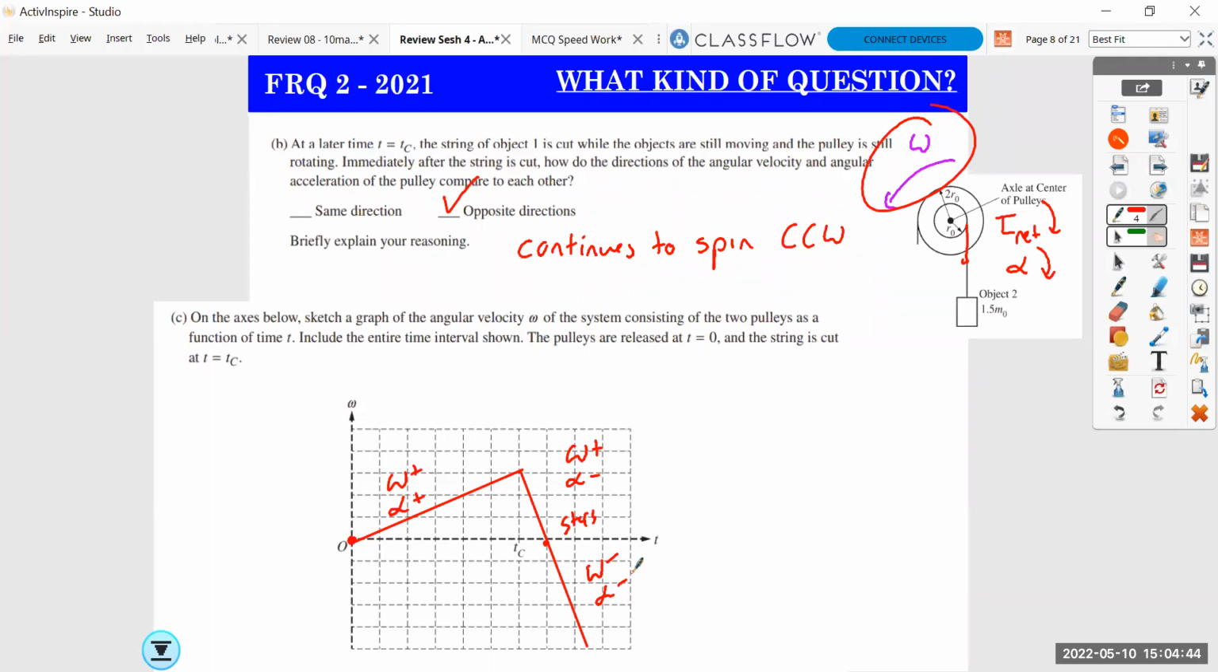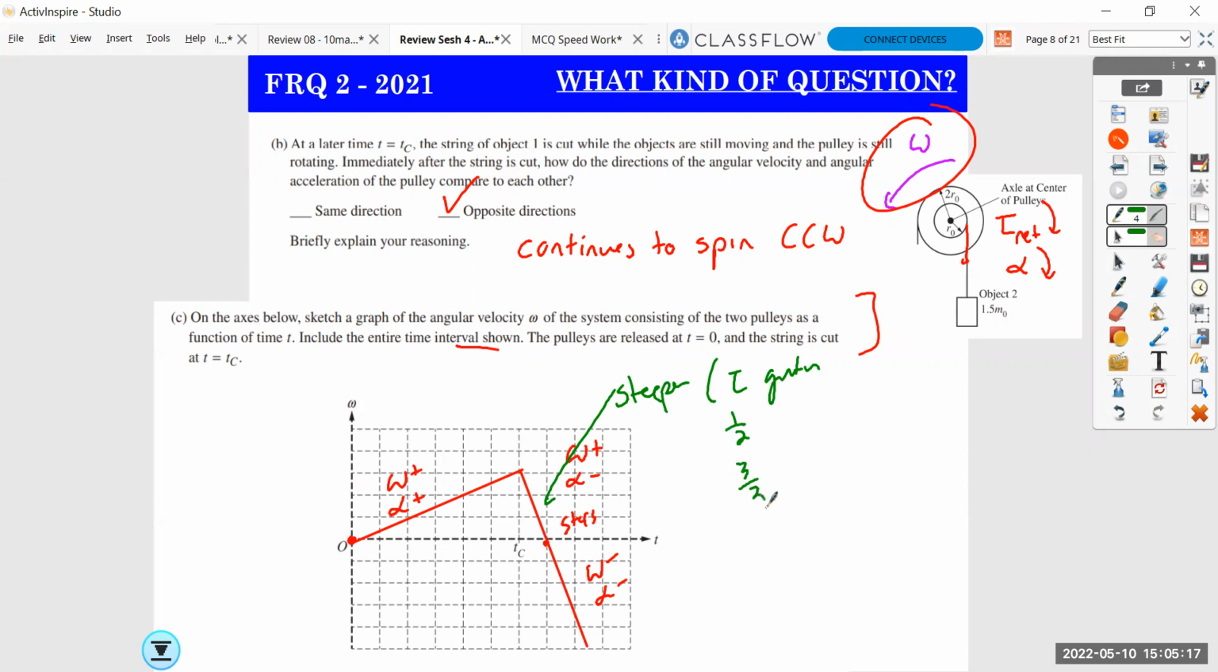Please note, again, the instructions: this is our second sketch, include the entire time interval shown, but it doesn't ask us to do anything with the vertical axis. So you don't have to do anything with the vertical axis. What's interesting is this should actually be steeper. The second negative slope should be steeper than the first slope, but there are no points associated with that. That's because the torque is greater. Before, our net torque was 1/2 m g r.